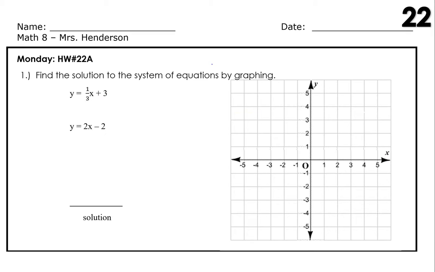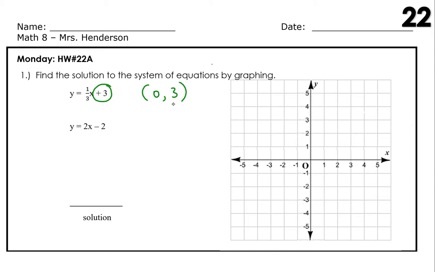This tutorial will help you to complete the questions on homework 22. The first section asks us to graph a system of equations. We're going to start first with y equals 1/3 x plus 3. Remember, this is the y-intercept, so this is a point on the y-axis.